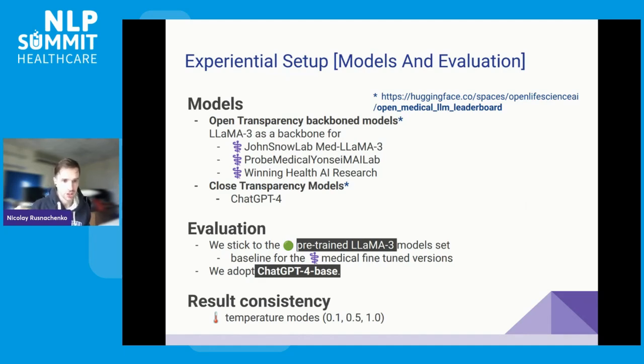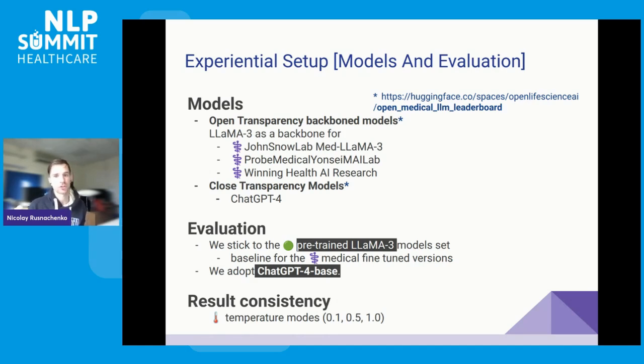So I decided to explain it in three main components: first mentioning the models that we use, then the models that were actually evaluated, and how we cope with measuring the consistency of the models.